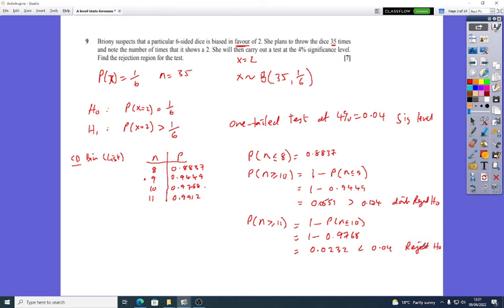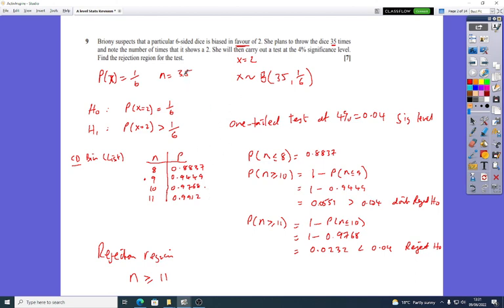the null hypothesis. Okay, so find the rejection region. So we can now say the rejection region is if you get more than or equal to 11 twos. That's the rejection region. So that's when you reject it. If you did this experiment and you got 11 or more twos, you can then say Barney is right and the dice is in favour of 2.